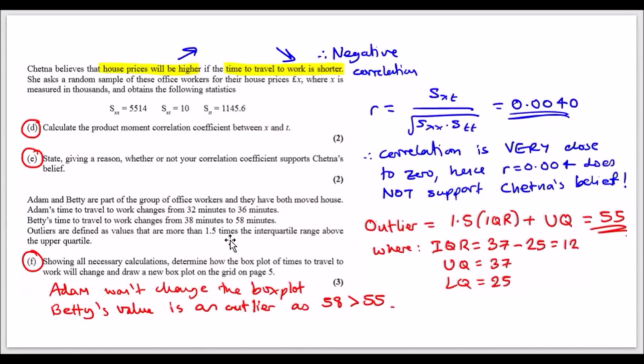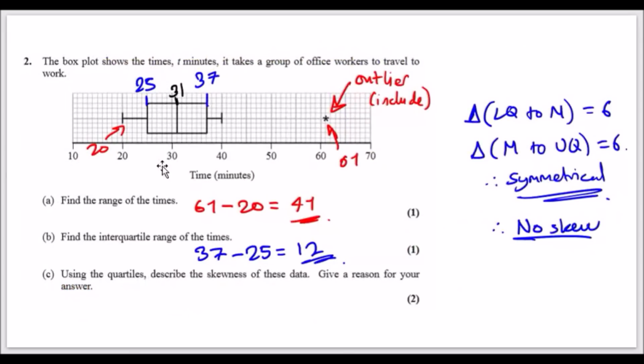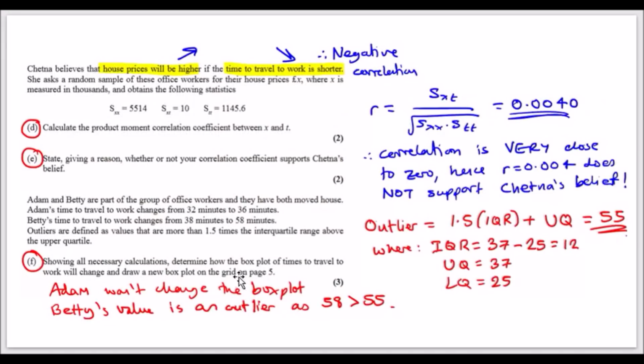Anyway, let's look at the question. Showing all necessary calculations, determine how the box plot of times to travel to work will change. Then draw a new one. So let's look at Adam's time. Adam got 36. Now 36 is between 31 and 37, so it doesn't really affect it. It's within the bulk of the distribution. However, Betty's value is an outlier as 58 is bigger than 55.